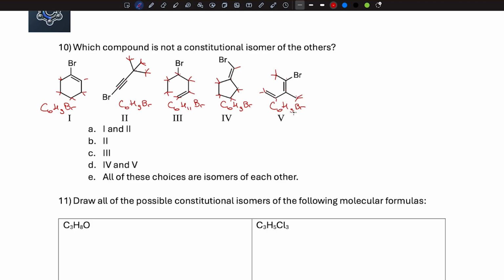And so after calculating the molecular formula, we'll realize that structure 3 is the only one that does not have the same molecular formula as the rest. And so we can say the answer is C.